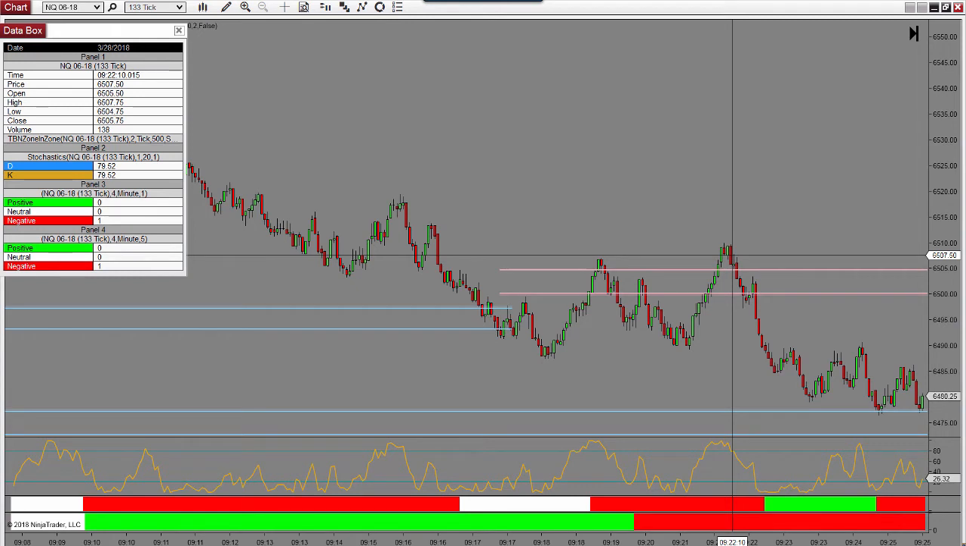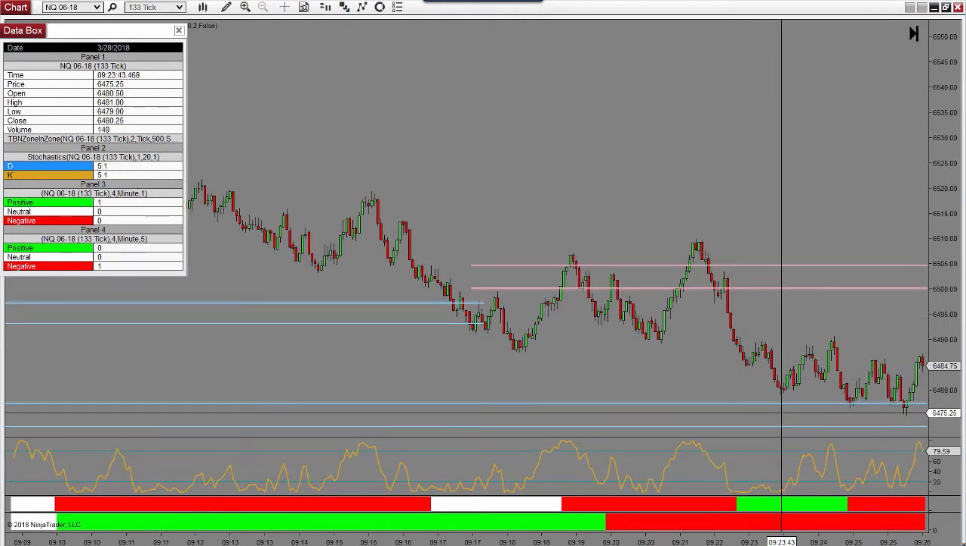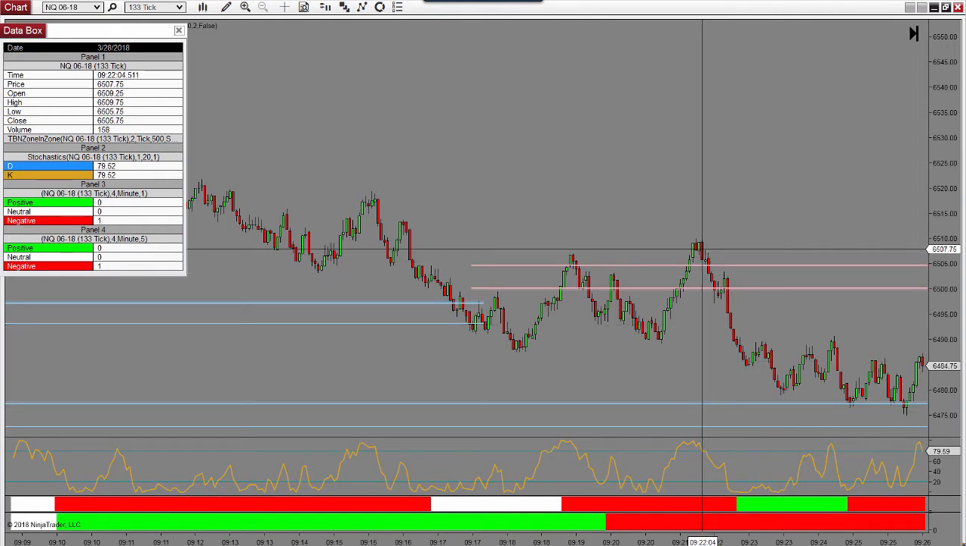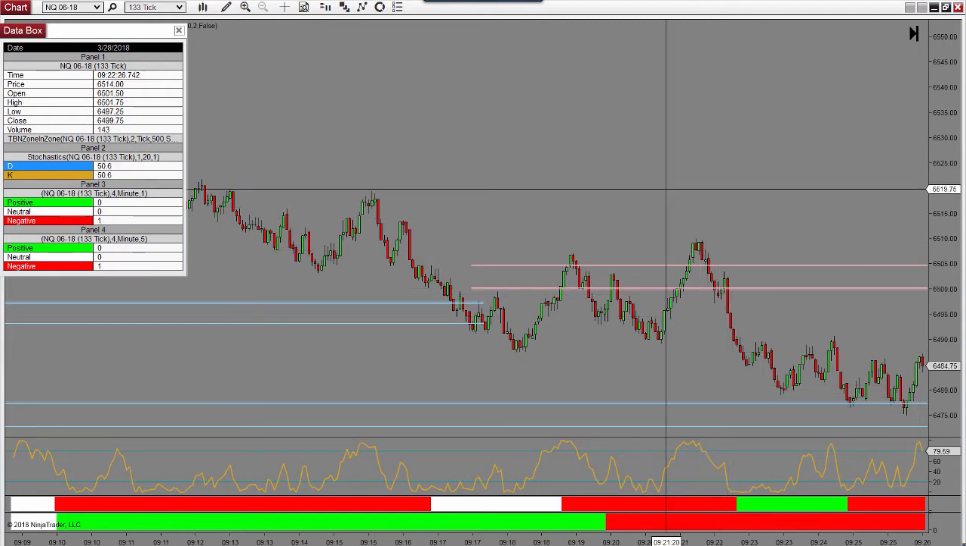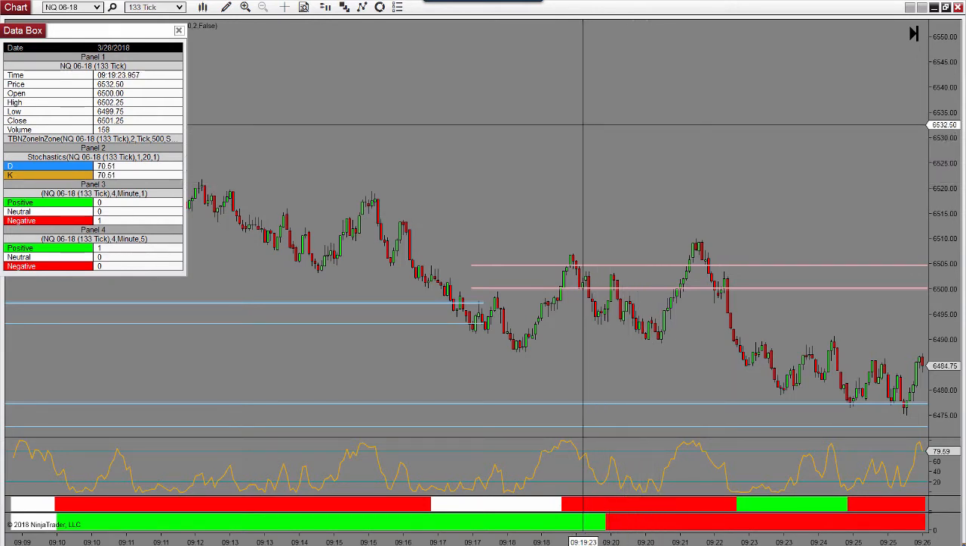My entry would have been right here at 65.07 quarter. So I've got 27 points in my favor. You got a 32 point trade. Would have definitely hit your profit objective. So I think that is a third winner today, and it's only 9 o'clock. I'm not doing a good job keeping track, but let's just say there were 6 losses. I don't think there were that many.